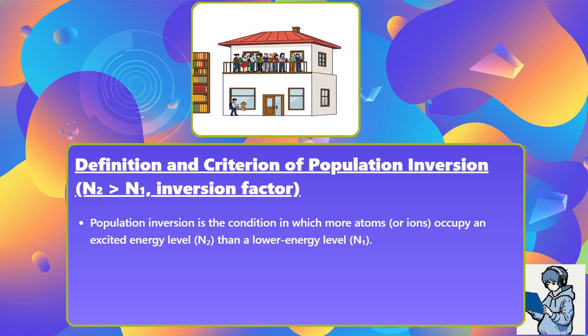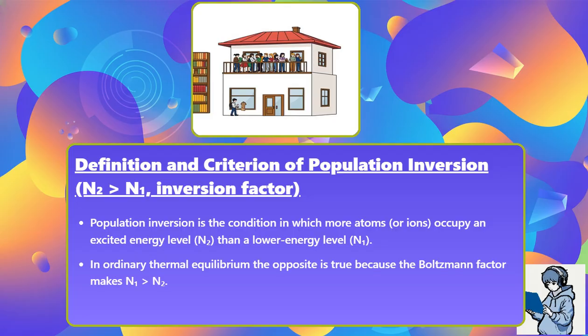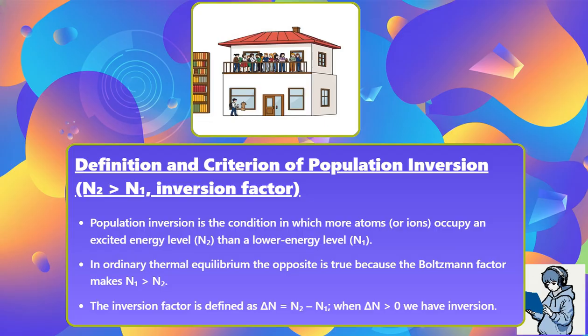Population inversion is the condition in which more atoms or ions occupy an excited energy level N2 than a lower energy level N1. In ordinary thermal equilibrium, the opposite is true because the Boltzmann factor makes N1 greater than N2. The inversion factor is defined as delta N equals N2 minus N1. When delta N is greater than 0, we have inversion.